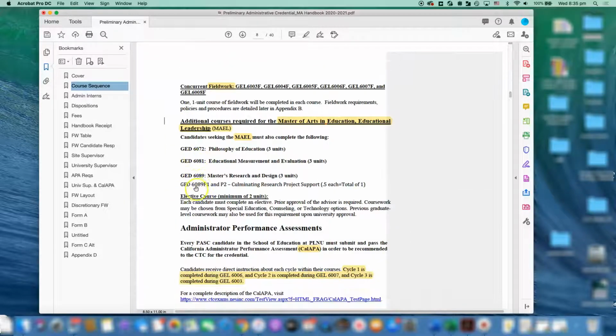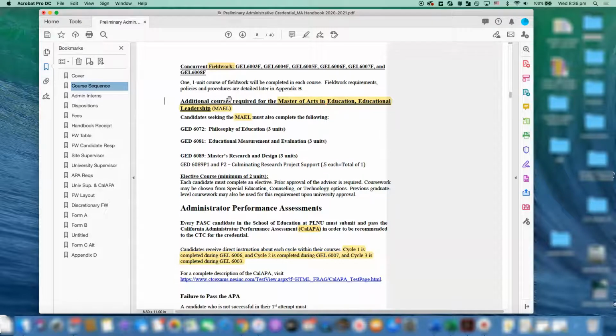So you've got all your courses, and every course, all 6 courses, you take a course and you also sign up for a 1-unit fieldwork course. And there are fieldwork requirements that are connected with this, and it depends on whether it's an APA course or a non-APA course according to what you do. So, and I'll cover that as we get down further in the handbook.